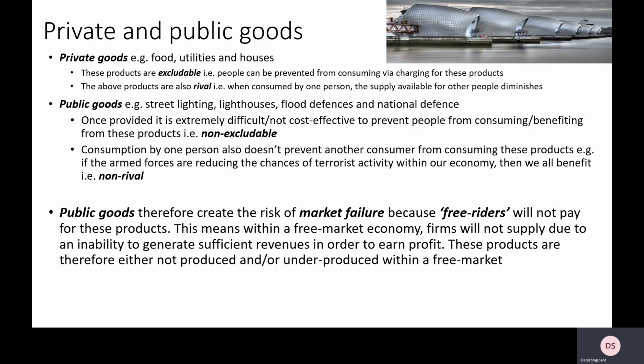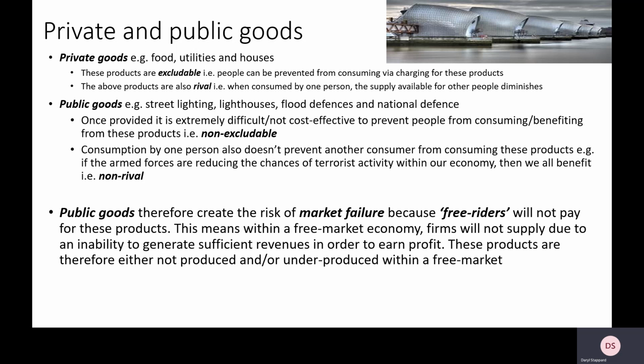Right, now on this slide you've got a bit more information on examples of products which tick the categories of private goods and public goods. So look at what you've got under private goods. Food, utilities and housing would all be examples of private goods. They're excludable because if you don't pay for them, then ultimately you cannot benefit from them. So if you don't pay Sainsbury's for food, you can't eat their food. That therefore means if you want to consume their food, you've got to pay for it.